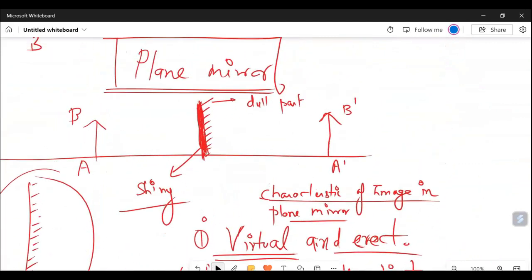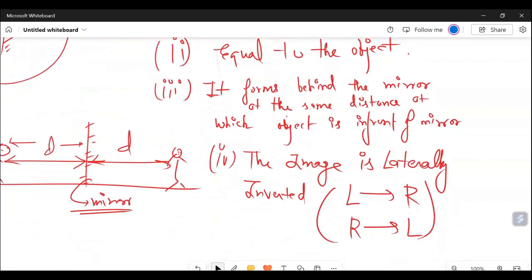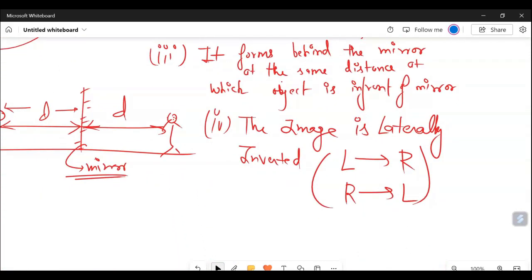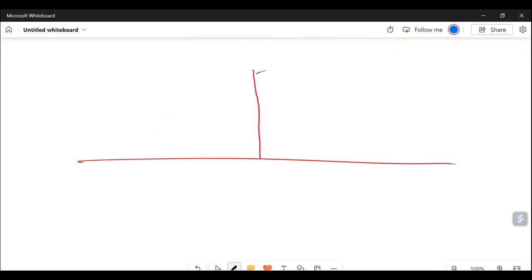So if we do image formation in this, how we can do this, let's see. Suppose this is your mirror. I'm going to write with another pen also. Suppose this is your object and this is another object. This is the image.